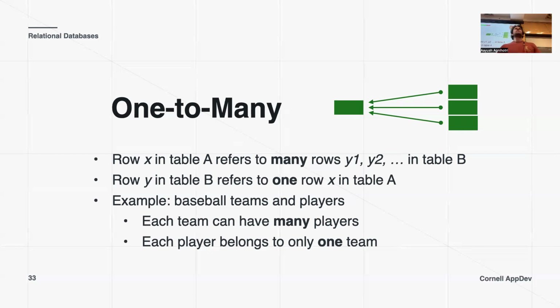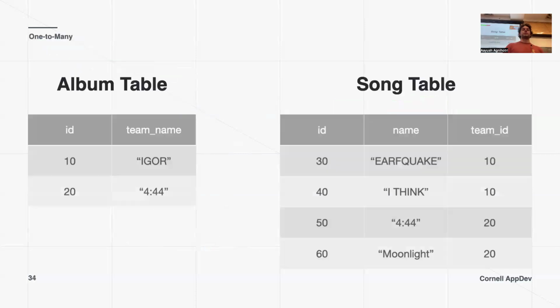So each team can have many players, right? A baseball team, I don't know, has 20 something players. But each player only belongs to one team, right? You can't have one player playing for the Blue Jays and the Astros. You can only have one player playing for one team. And so that's the logic behind the one-to-many relationship.